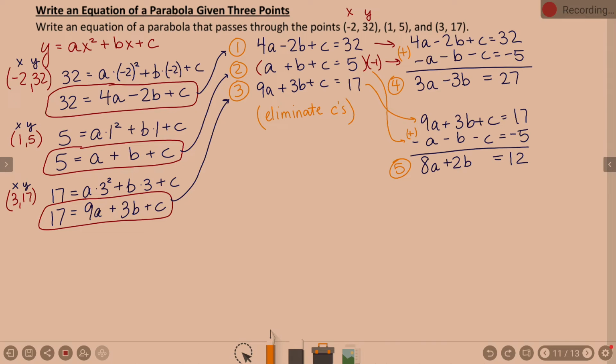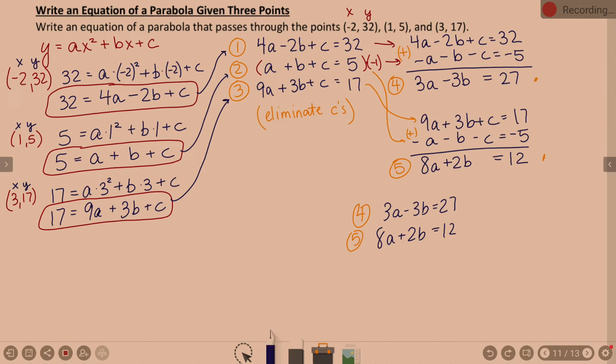Okay, I'm going to put my 4 and 5 together down below here so we can come up with a plan. Here's 4. Here's 5. Thoughts on what you want to do with 4 and 5? Actually, okay, here I'm going to write them with each other. So 3a minus 3b equals 27, and 8a plus 2b equals 12.